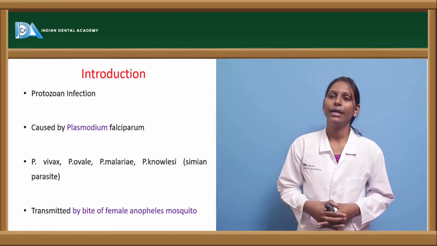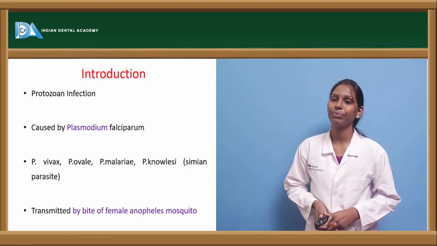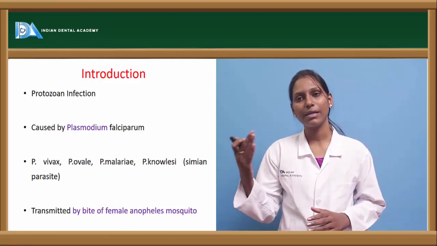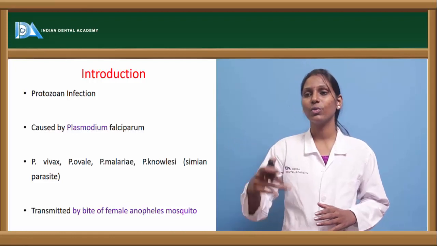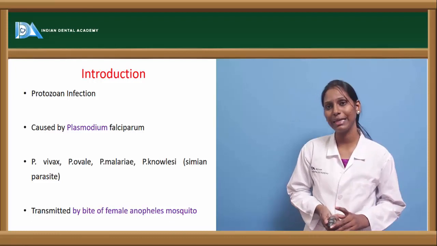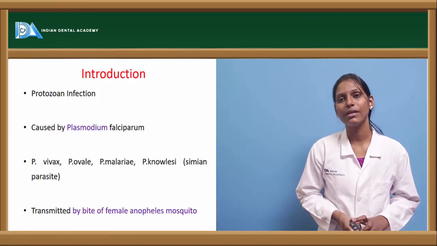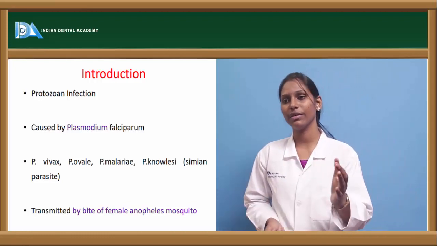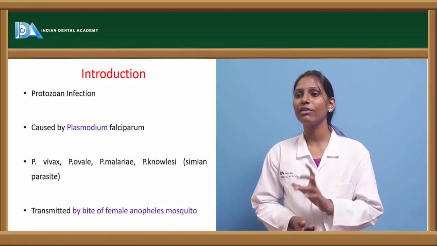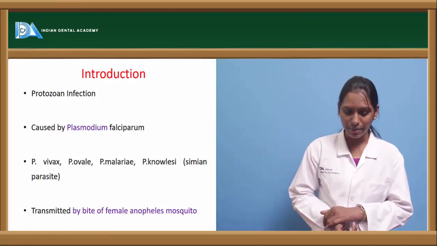Usually it is a protozoan infection caused by Plasmodium falciparum, which is the most commonly associated. Other common protozoans causing malaria are Plasmodium vivax, Plasmodium ovale, Plasmodium malariae, and Plasmodium knowlesi, which is actually a simian parasite. These protozoans have a vector which transmits them, through the bite of the female Anopheles mosquito.